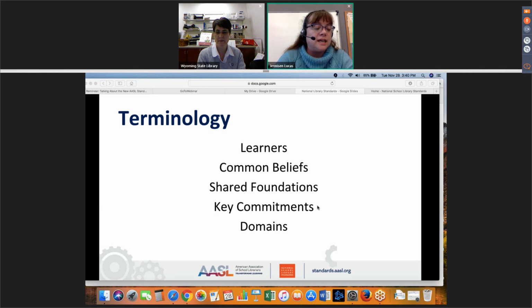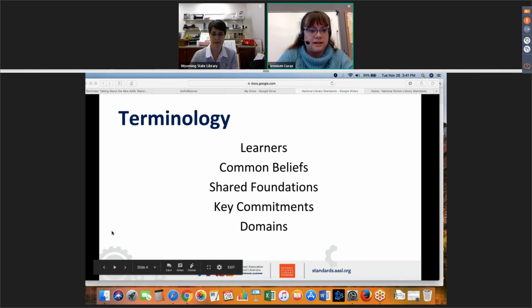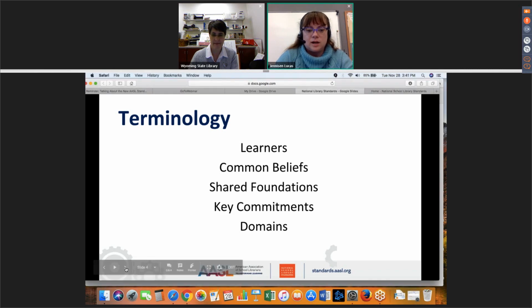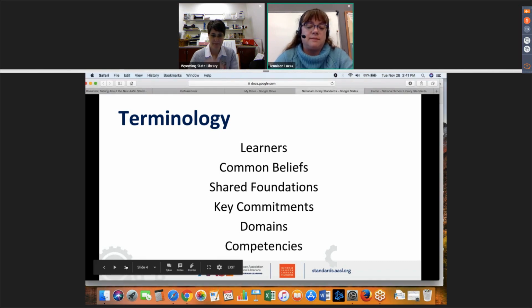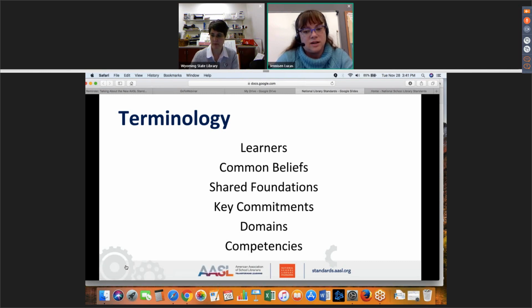Underneath those shared foundations are our key commitments. They're our second level, but they're a descriptive statement explaining what exactly those foundations mean. And then the domains under each of those shared foundations are think, create, share, and grow. In some ways they're like a depth of knowledge idea that we move toward that growth in general. And then the last one is the competencies. Let's see if I can get my screen to advance and add competencies. There we go. Competencies, these are the general statements of the specific, what we would then call the standards underneath each of those.